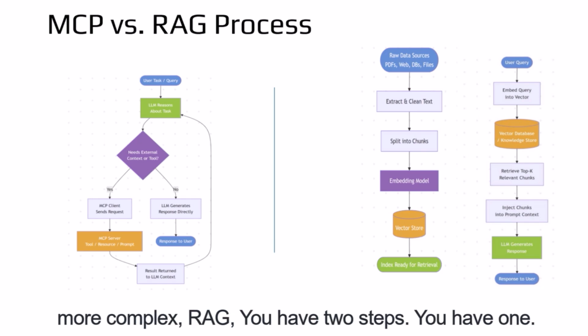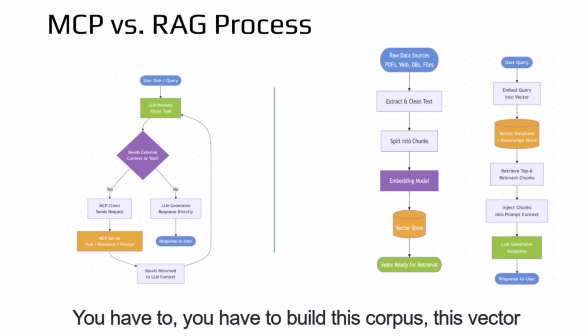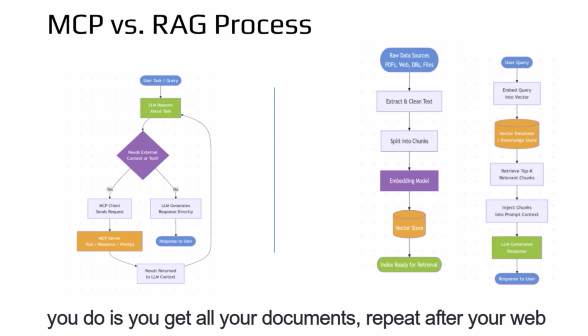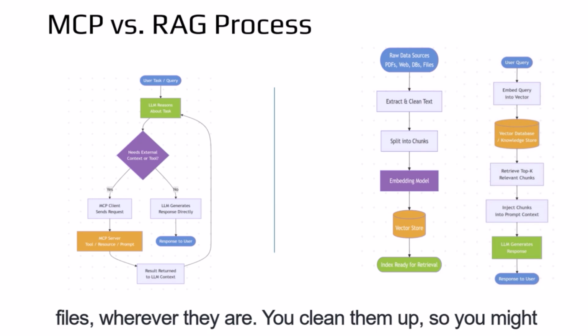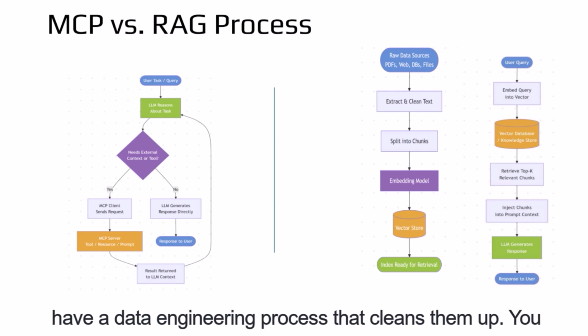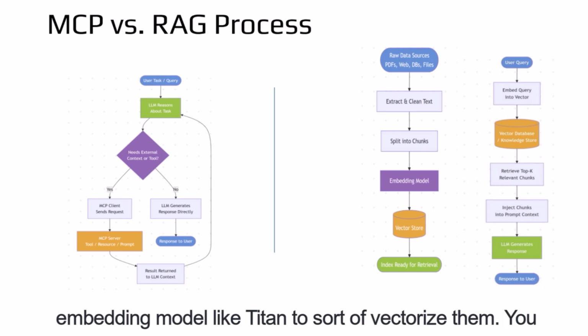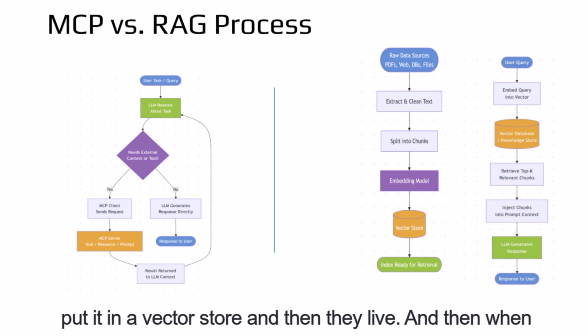RAG is a little more complex. With RAG, you have two steps. One, you have to build this corpus, this vector database. The second is you can query it. So the first thing you do is you get all your documents, your PDFs, your web files, whatever they are. You clean them up. So you might have a data engineering process that cleans them up. You split them into what they call chunks. You invoke an embedding model like Titan to vectorize them. You put them in a vector store, and then there they live.